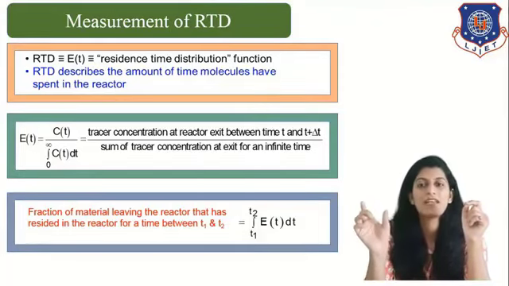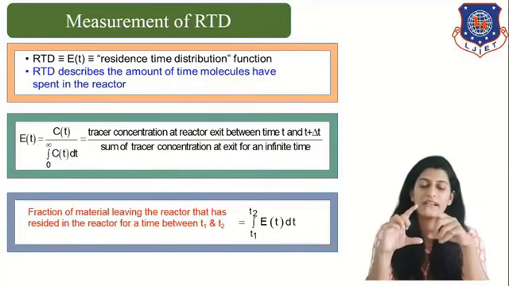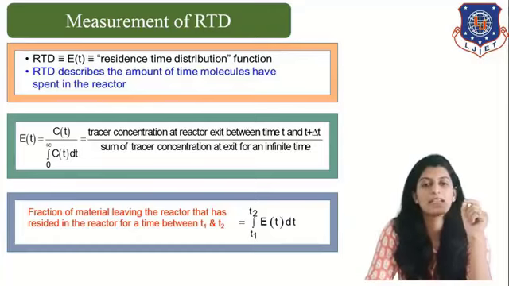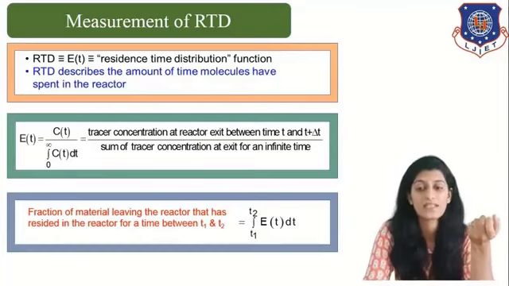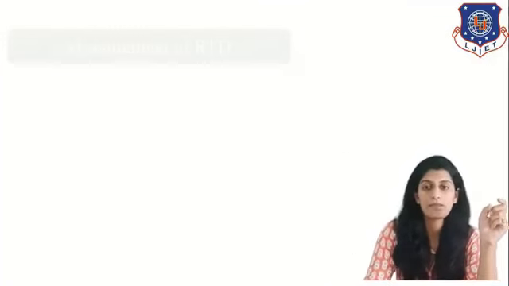Once we have the value of E(t), we simply integrate it between the given time interval and we get the amount of tracer coming out for the given time range.